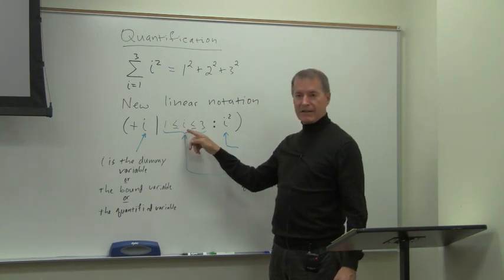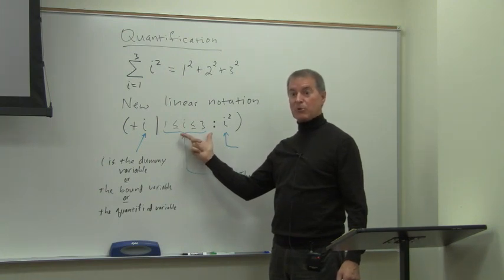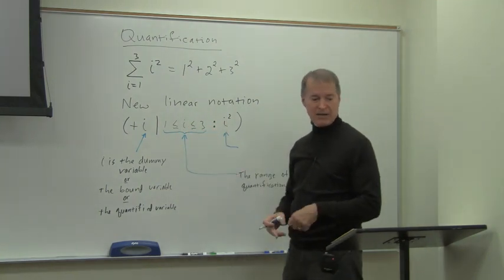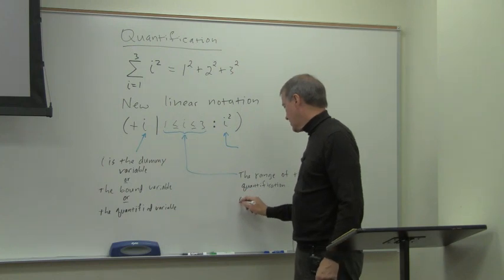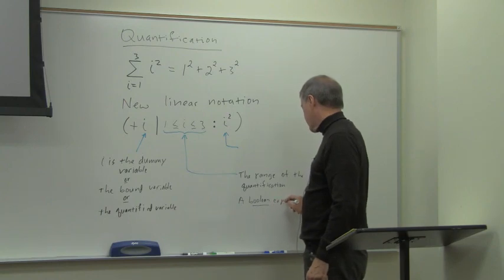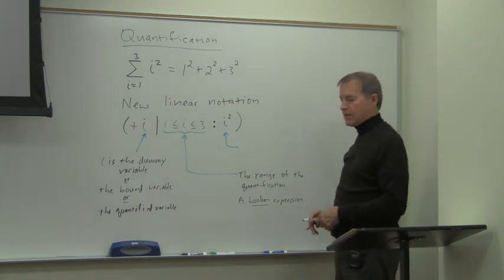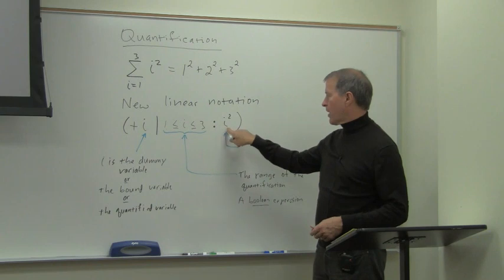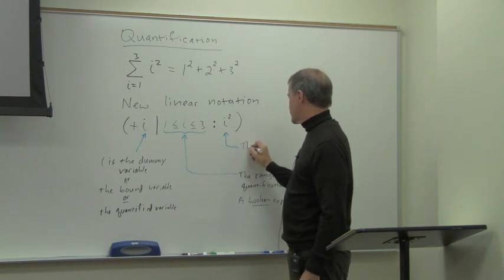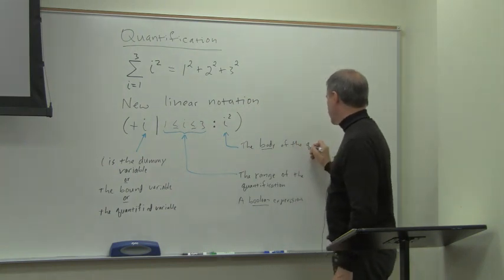I might be integer, but the expression 1 is less than or equal to I and I is less than or equal to 3 is a Boolean expression. The range is always a Boolean expression, okay? Are you with me? That's a Boolean expression. And then this compartment where we have I squared is called the body of the quantification.